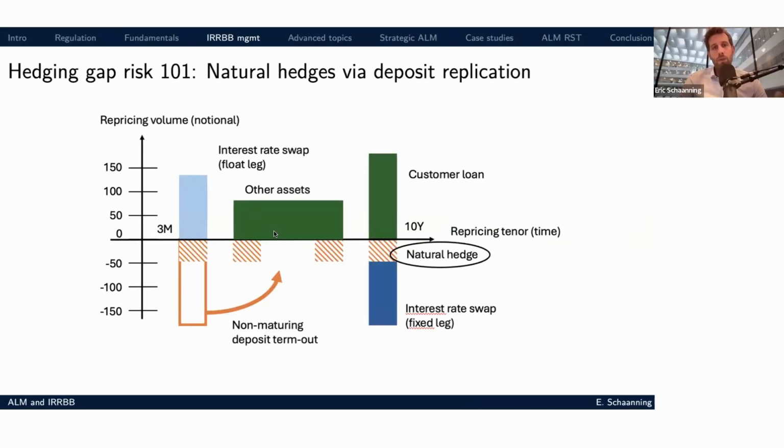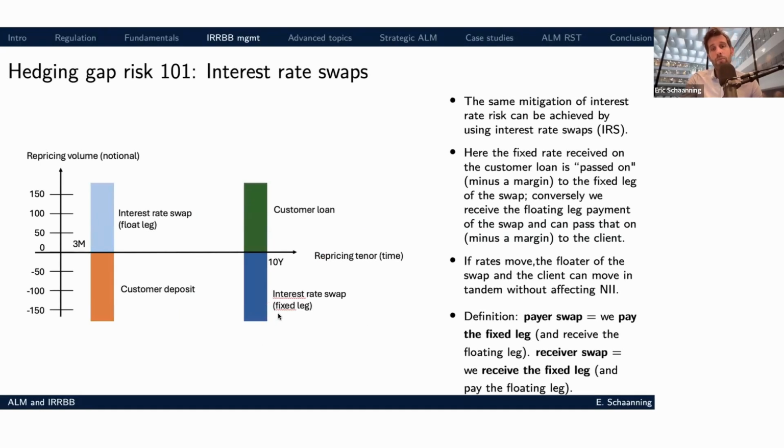Another thing that you can also do in addition to hedging with interest rate swaps is hedging with your deposits, and in particular by what's called non-maturing deposit term-out or replication. So if for the 10-year loan we had a 10-year fixed term deposit, that would again be matched funding, and then you've removed both the interest rate risk and the liquidity risk. That's maybe one thing to add here. We've removed the interest rate risk, but we haven't removed the liquidity risk. If the customer comes and wants the funds back, then we still need to pay the customer.